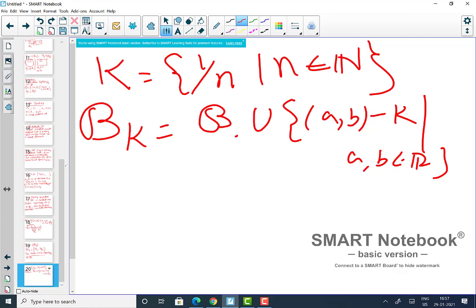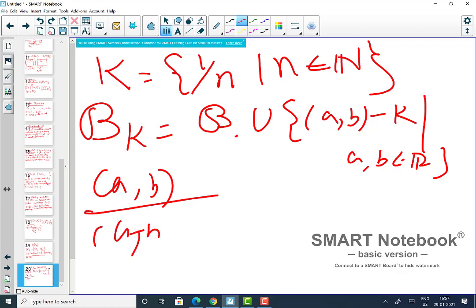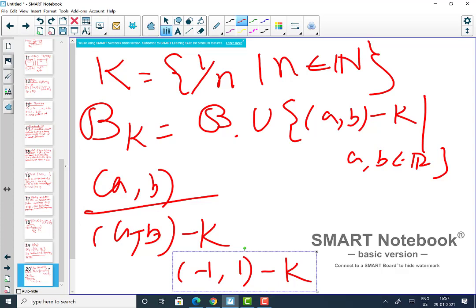So basis elements are basis elements of these forms, and also of this form, AB minus K. So you are throwing out these reciprocal elements from this. For example, you can choose -1, 1 minus K. So what does that mean? It is all the real numbers from -1 to +1 without these reciprocals. Okay, this is also a basis element here.